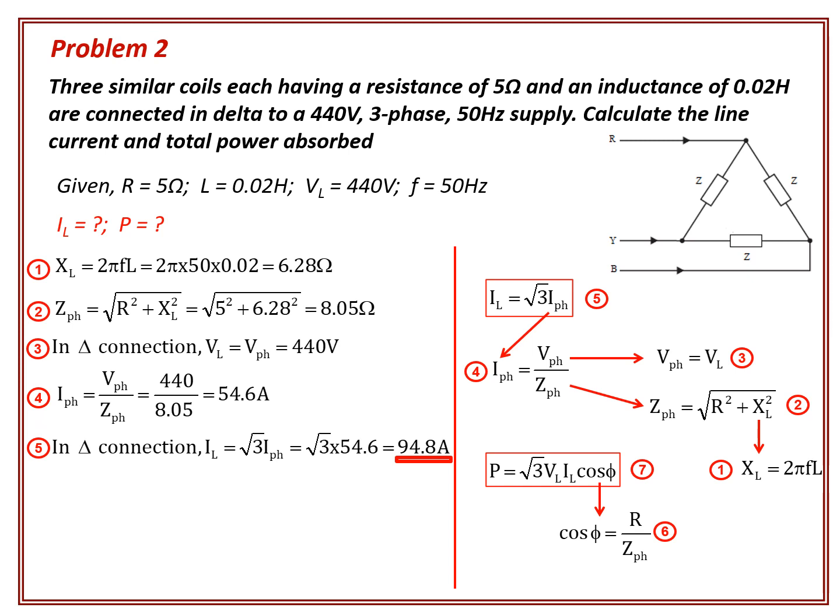Delta connection, IL equal to root 3 times I phase. Substituting, I phase is equal to 54.6. We get IL as 94.8, which is the answer to the first part of the question.